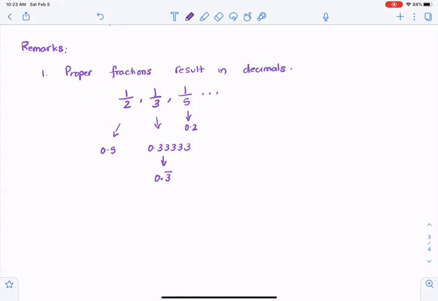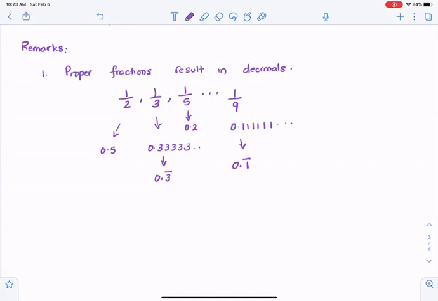And let's take 1 over 9. If we did 1 over 9, I will get 0.111111. We'll keep on going. Again, I will write it as 0.1 and put a bar above it, indicating that the 1 is repeating itself.